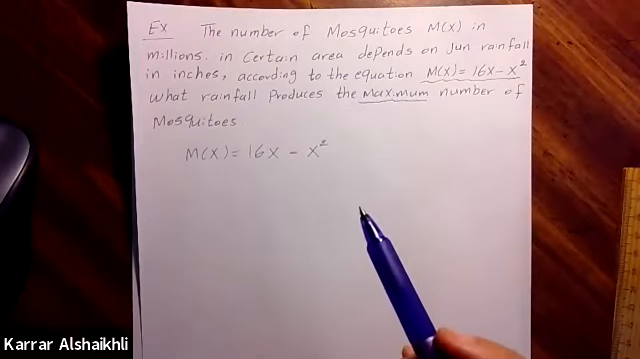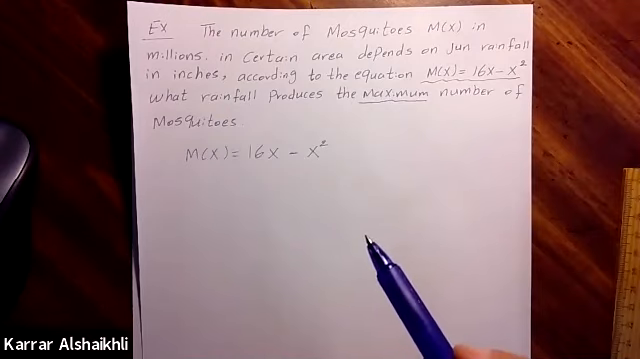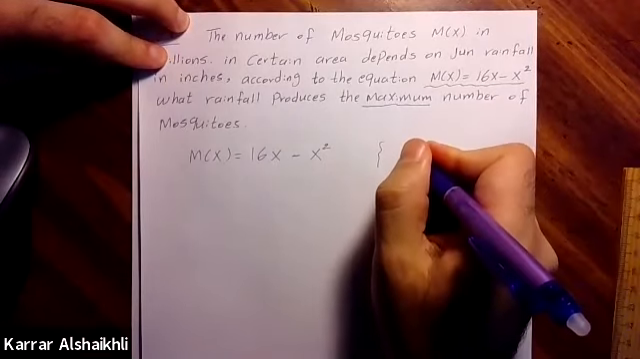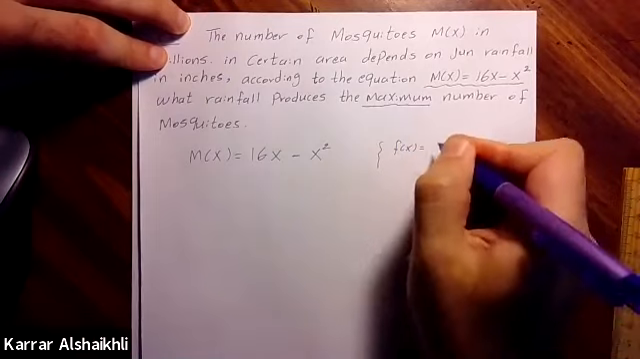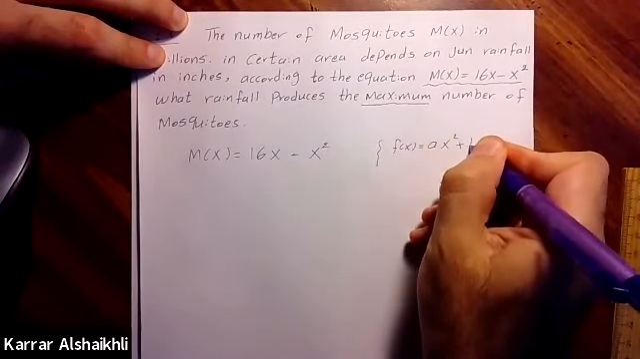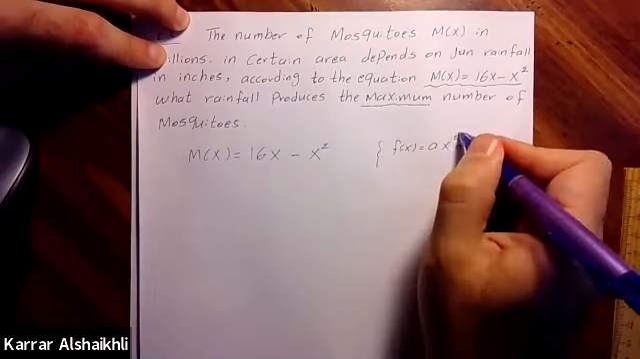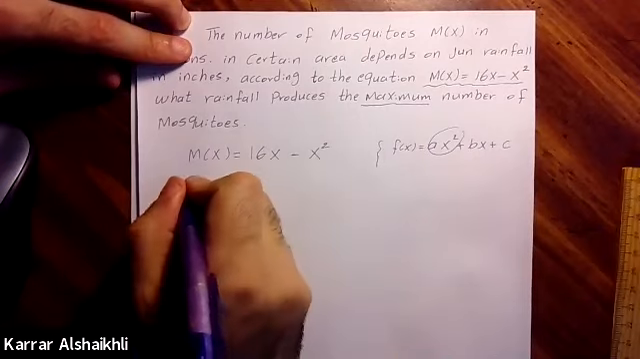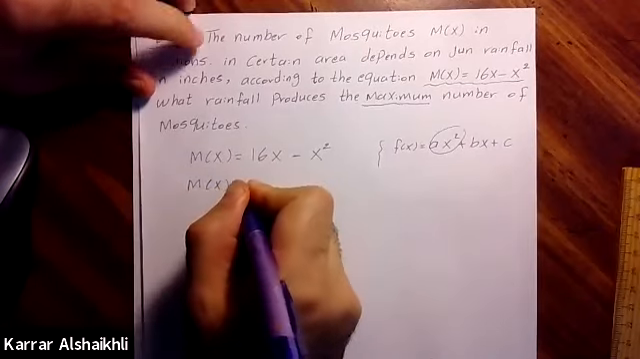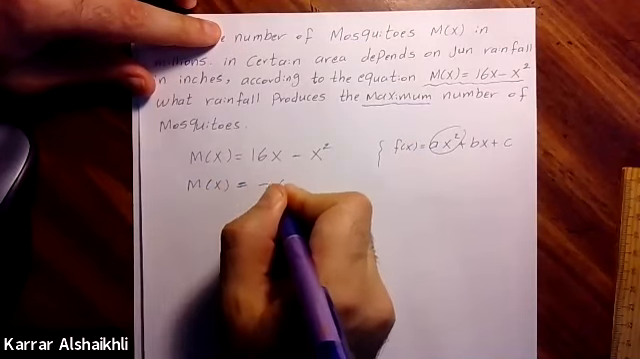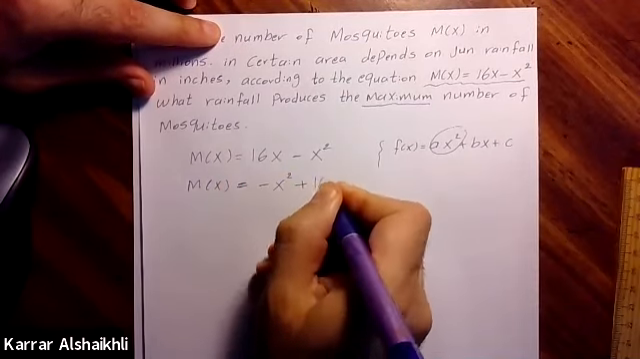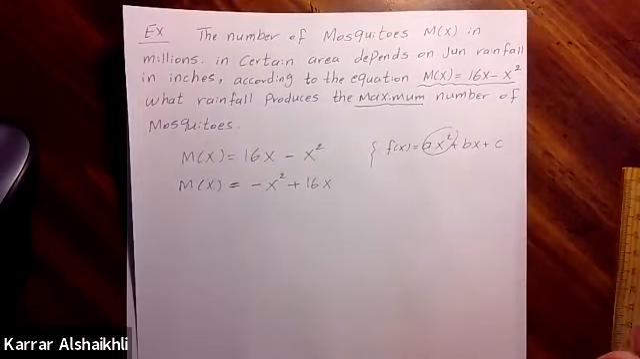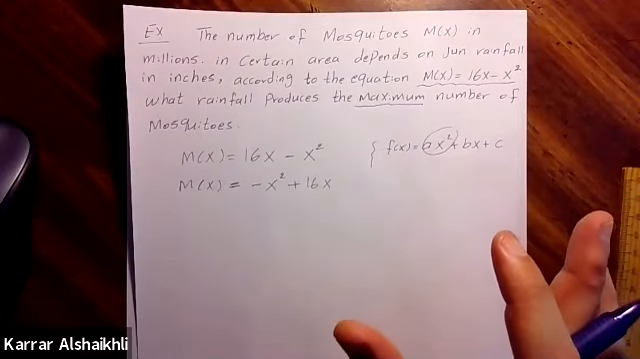That means we need to find the h. But be careful here. We already know the quadratic equation is always like this, ax squared plus bx plus c. That means a is always with the x squared. So I need to rewrite this one again. M of x equals negative x squared plus 16x. So now we're just going to find the h.